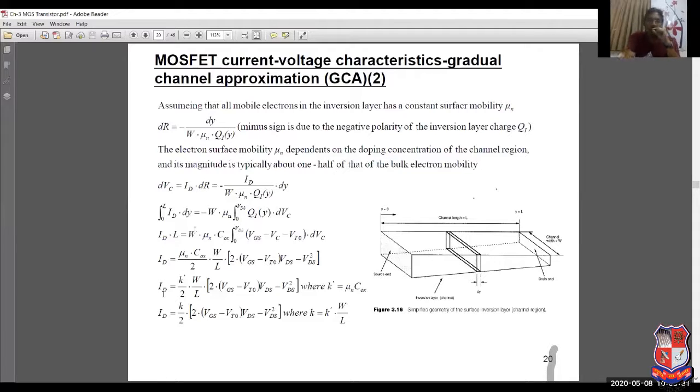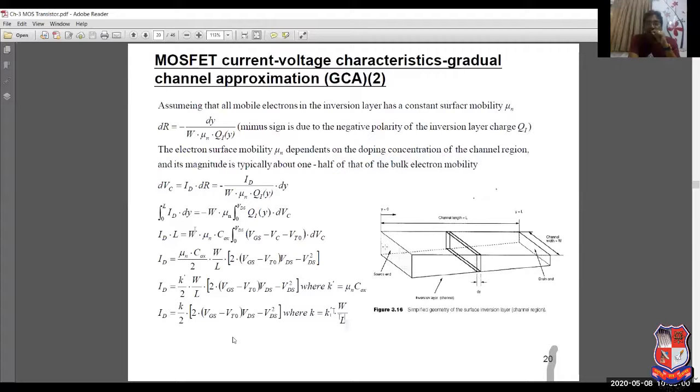to the formula of ID, that is equal to k/2 into (2 times (VGS minus VT0) into VDS minus VDS square), where k is equal to k' into W by L. So this is the equation that we have, which is considered as the linear equation. This is what happens when your VGS is greater than VT, meaning the channel is created, and your VDS is less than VGS minus VT.